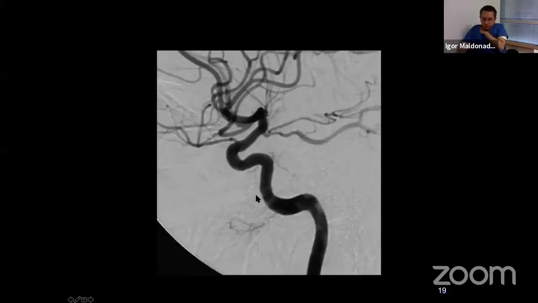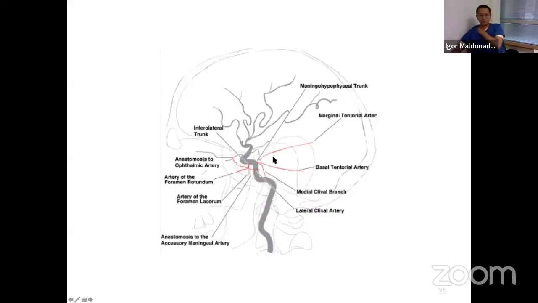In this angiogram we can also see some very tiny vessels that we don't see in every angiogram. Some of them are very variable, such as the artery of the inferior cavernous sinus, but we can also have some tympanic branch or stapedial artery. But the important ones are those that come from the cavernous segments, such as the inferolateral trunk and the meningohypophyseal trunk.